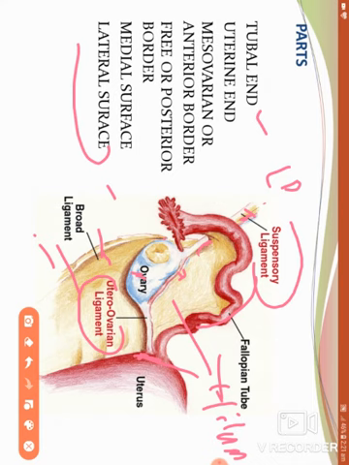That's all about the parts of the ovary, parts with relations.